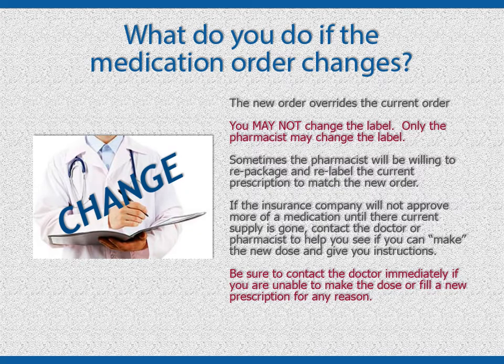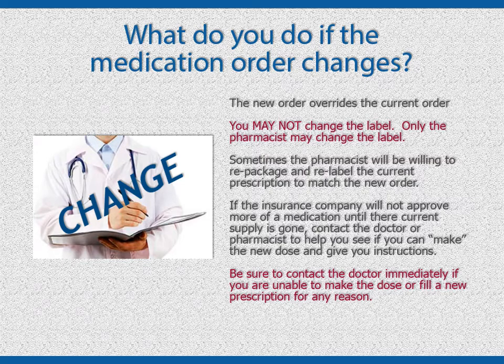If he is not willing to do that, and the insurance company will not approve more of the medication until the current supply is gone, contact the doctor or pharmacist to help you make the new dosage and give you instructions. Then put a sticker on the container that indicates there has been a change in the order. Write the new instructions from the doctor or pharmacist on a blank label, then put the label on the bottle in a way that does not cover the medication information on the old label.